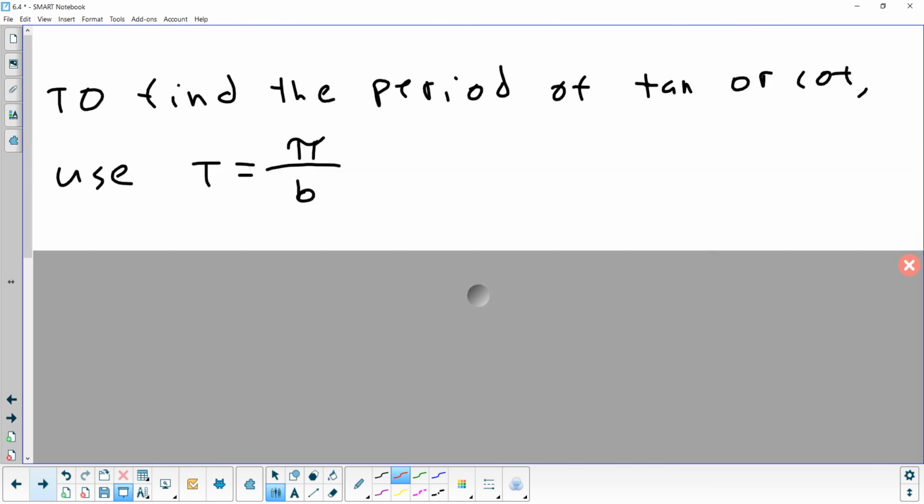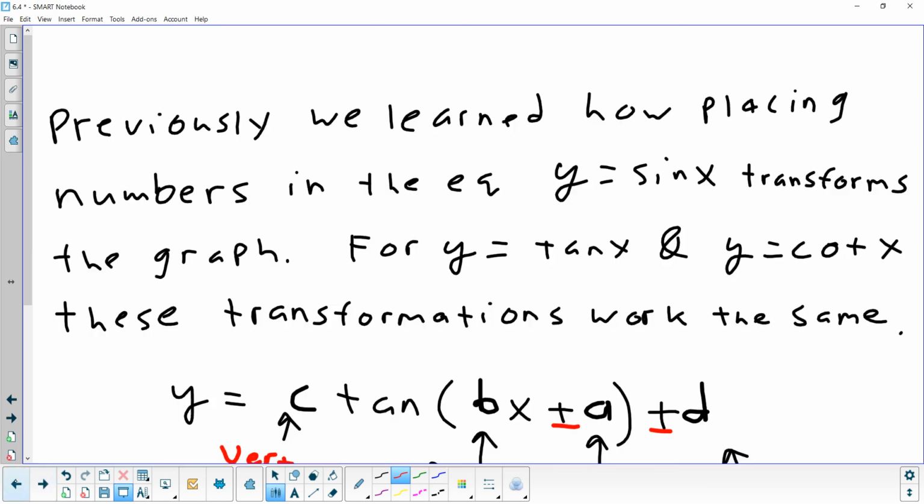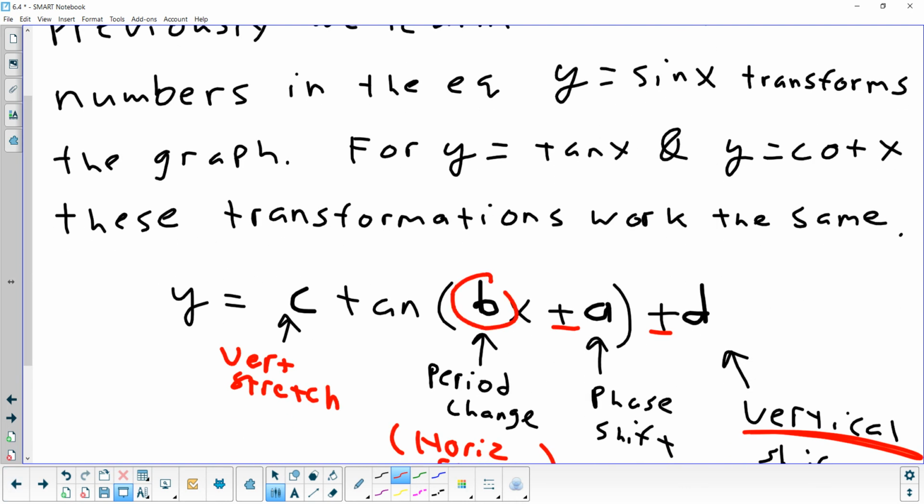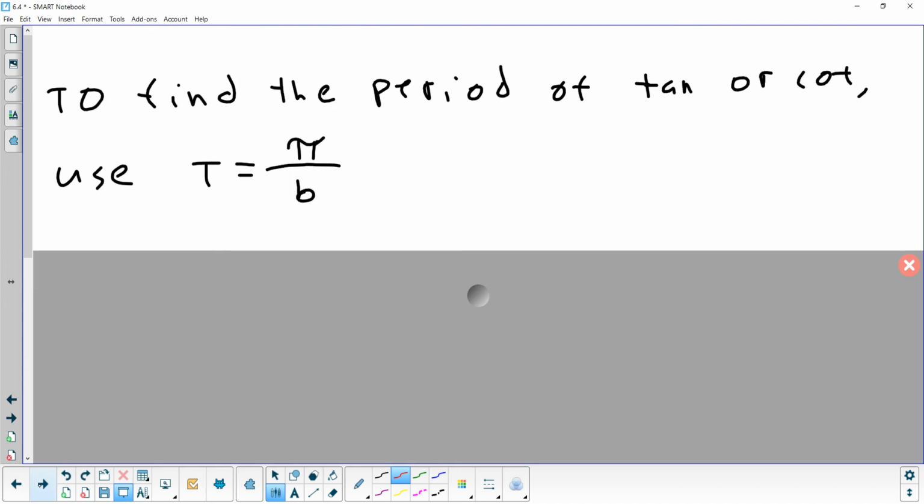All right, so we had a formula to figure out the period of sine and cosine if we modify it. The formula is 2 pi divided by the number in front of x. That's the number that changes the period. With sine and cosine, it was 2 pi over b. In general, the formula is the natural length of the cycle over b. For tangent and cotangent, the natural length is pi.